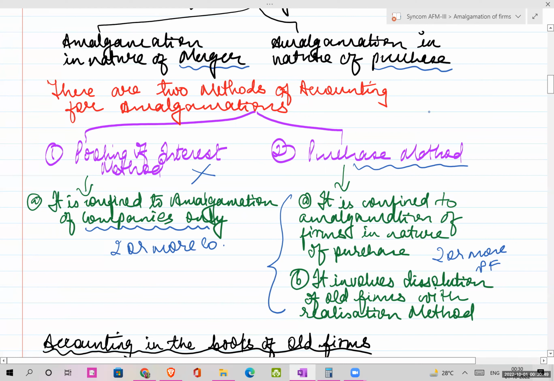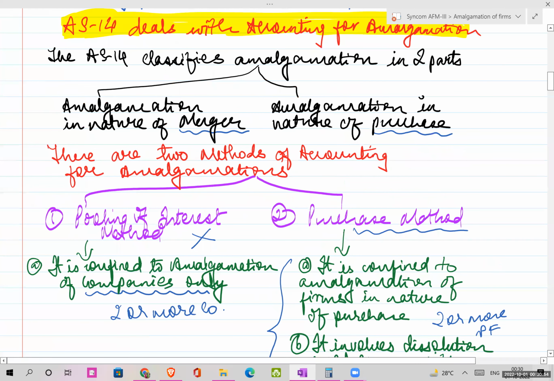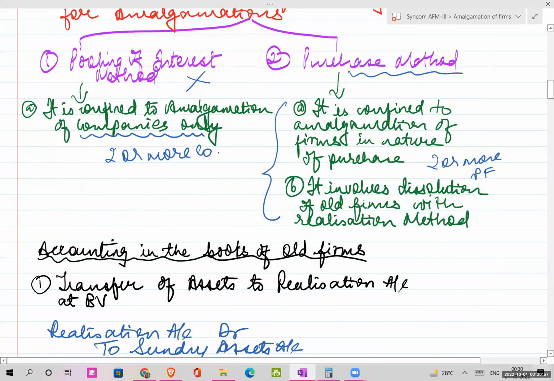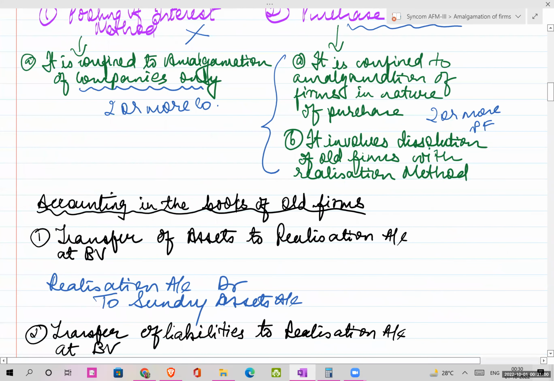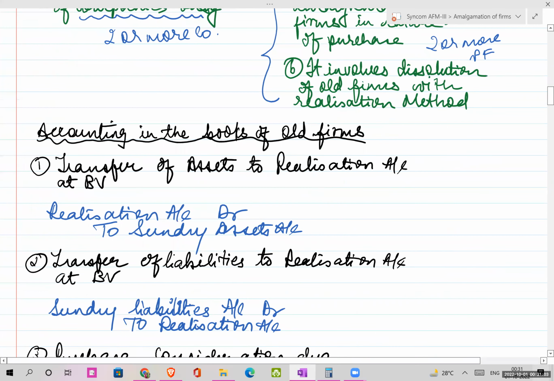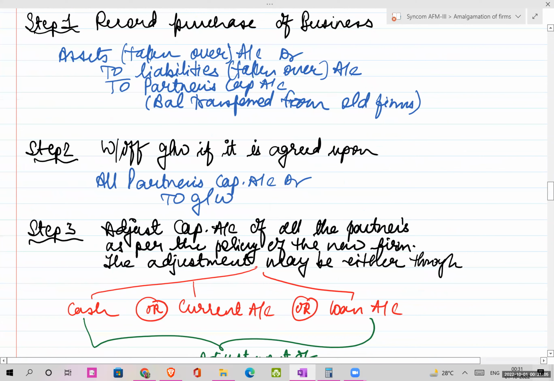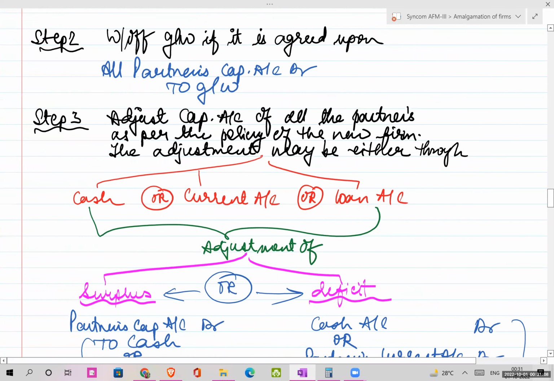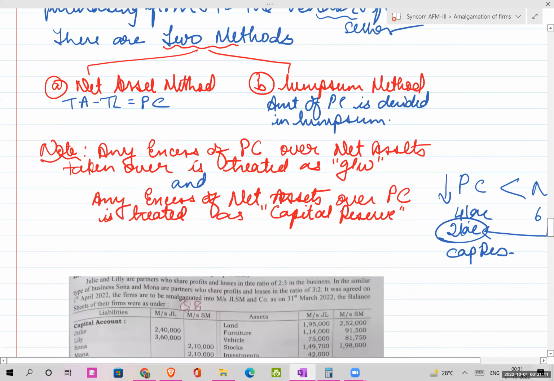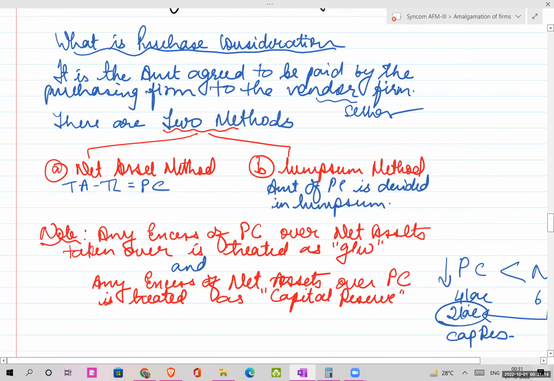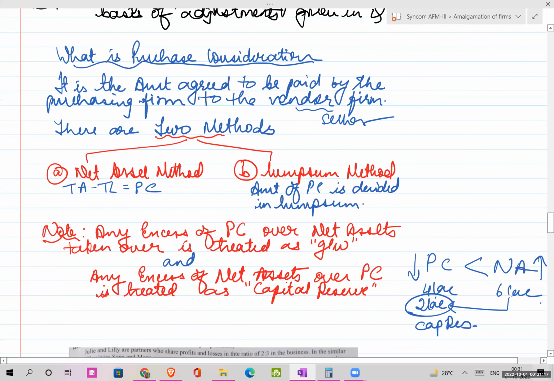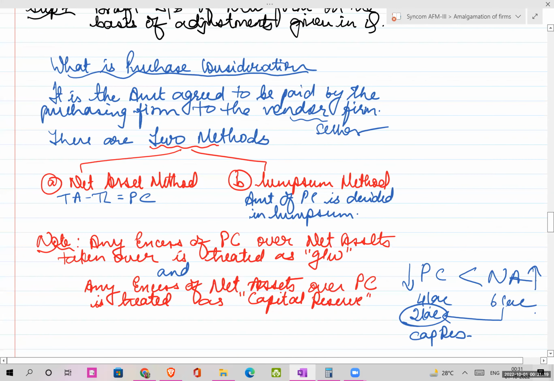The purchase method involves dissolution of the old firms with the realization method, as per AS 14. Under the realization method, you have PC as per the net asset method and the lump sum method. I discussed the net asset method: total assets minus total liabilities, and in the lump sum method, a fixed amount of PC is decided.